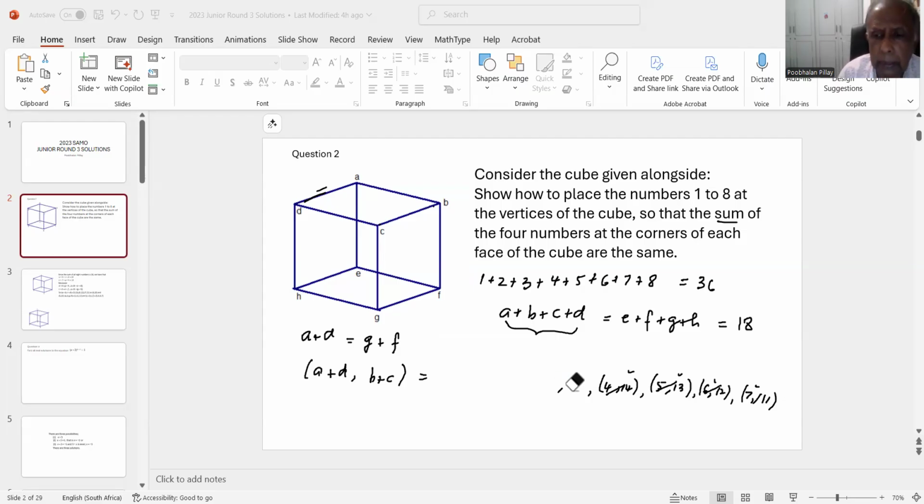So I'll eliminate this. And 4, can you have A plus D equal to 4? Again, the only way you can have it is 1 plus 3 and 2 plus 2. And 2 plus 2 is not allowed. So we can take that out as well. Okay. So the next one is 513.